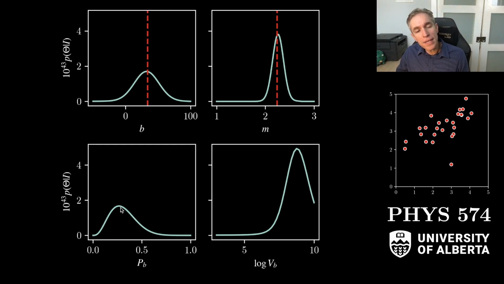The probability of being bad has this structure here. This is essentially the fraction of bad data that are in the sample. There were 20 data total. 4 of them were bad. So we get a peak. It's a little larger than 0.2, but it's kind of there. And then the log of the variance here is peaking at around 8. So that's the variance is e to the 8.